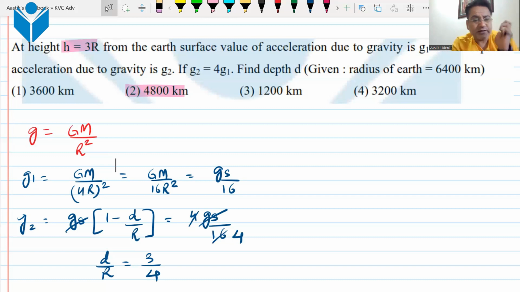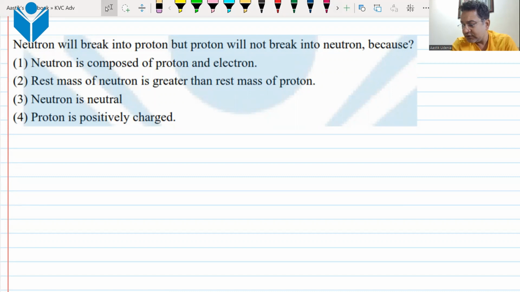This is the next one. A neutron can break into a proton, but proton on its own will not break into a neutron because, option 2, the rest mass of the neutron is more than the rest mass of the proton. We all understand this? Yes.